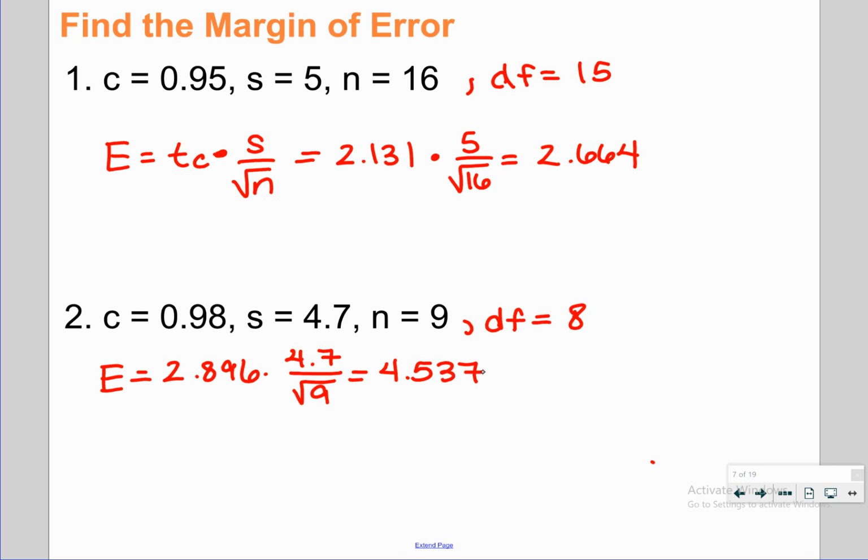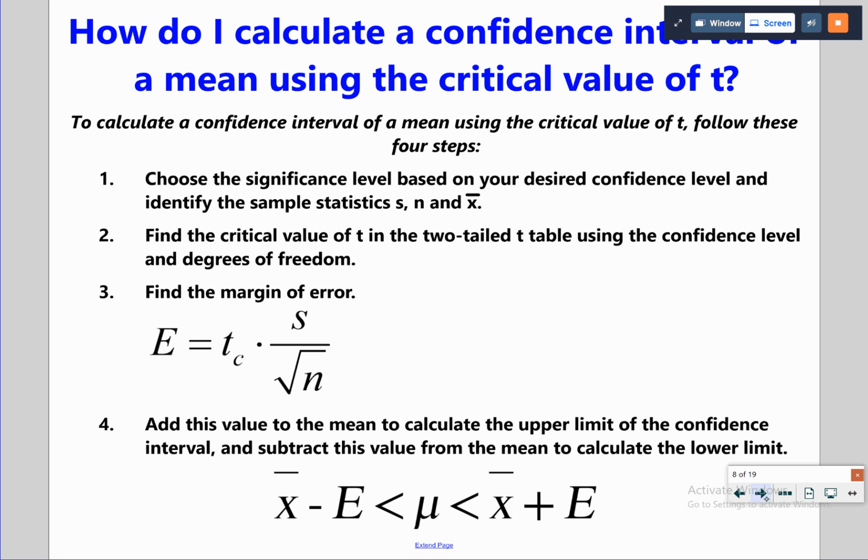Questions so far? Really similar to 6-1. All right, so how do we calculate a confidence interval for a mean if we have a critical value of t? Again, these steps are very similar to what we did with the z-scores. We choose or are given a significance level, that is our confidence level, and our sample statistics s, n, and x bar. We find a critical value of t in a two-tailed table using the confidence level and the degrees of freedom, which we just practiced. Find the margin of error like we just practiced, and then, just like the last lesson, take the sample mean, add and subtract the margin of error, and you will get your confidence interval.